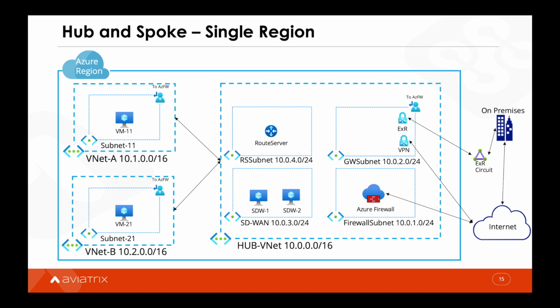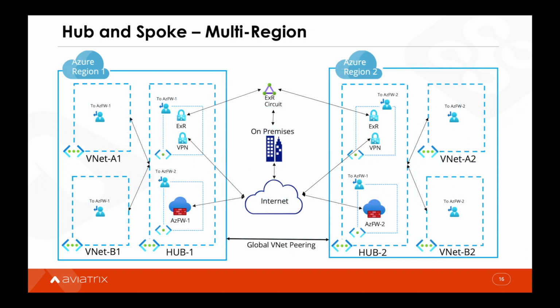Now, this architecture can be extended to multiple regions. In this case, the recommendation is to have one hub per region in order to avoid traffic going all the way to the remote hub and then coming back, because that can add a lot of latency. So pretty much in this scenario, every hub in every region would need an appliance that can perform routing. Again, in this case, it's Azure Firewall.